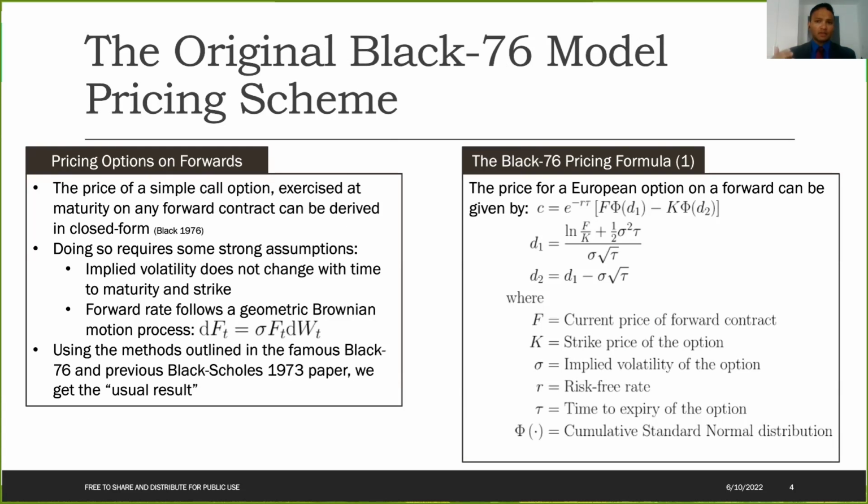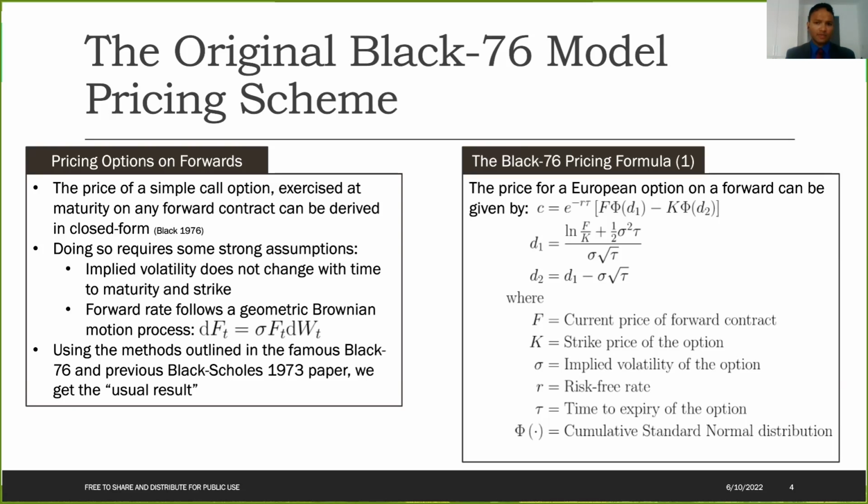The original Black 1976 paper by Fischer Black himself is a fantastic paper, and I highly recommend you read it if you can. Also, the original Black-Scholes paper from 1973, for which, as you may know, Fischer Black, Myron Scholes, and Robert Merton won the Nobel Prize in economics, technically the Bank of Sweden Memorial Prize in economics. It's not an actual Nobel Prize, but the paper itself makes a number of very strong assumptions in order to derive its very famous result.